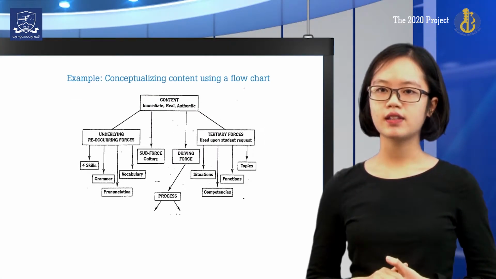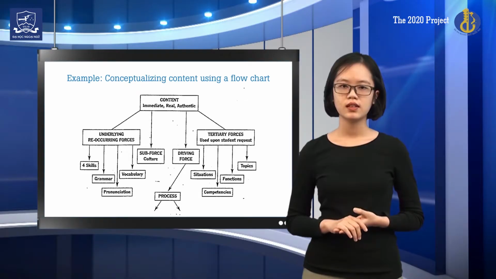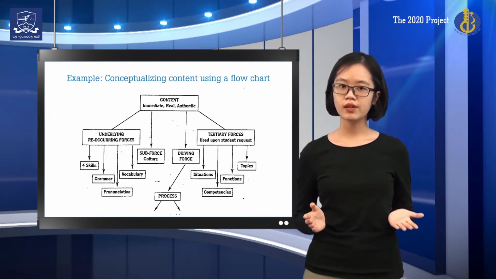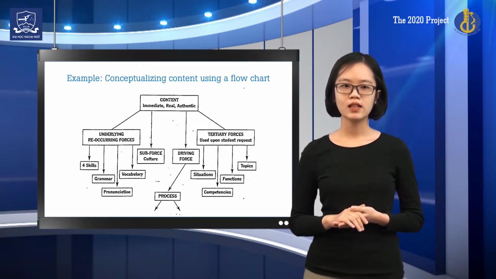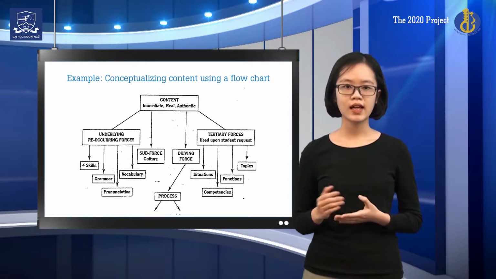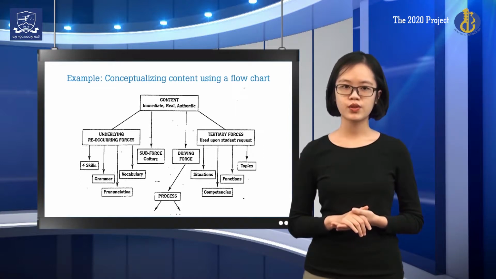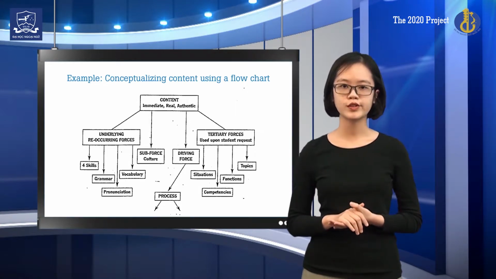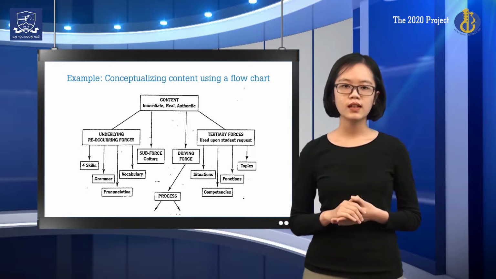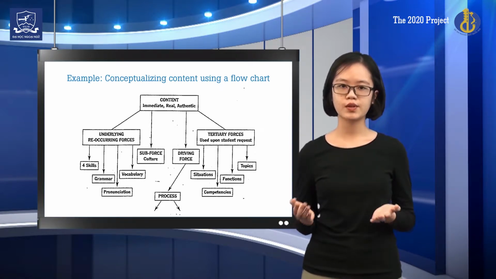Similarly, here is another example of content conceptualization with the use of a flowchart. The context, which should be immediate, real, and authentic, is put right on top of the flowchart. After that, the forces are identified as underlying recurring forces, subforce culture, driving force, and tertiary forces. Each type of force determines the content of the course. For example, from the underlying recurring forces, course designers may decide the skills in focus, grammar, pronunciation, and vocabulary taught in the course.